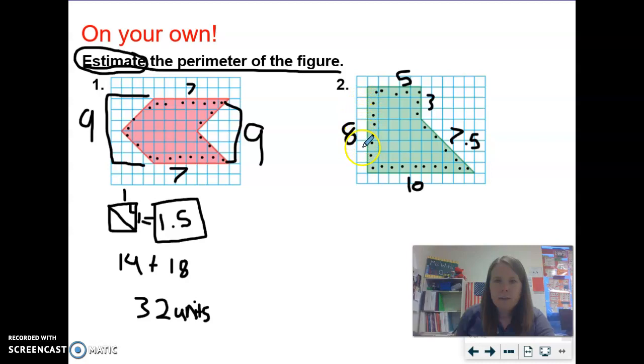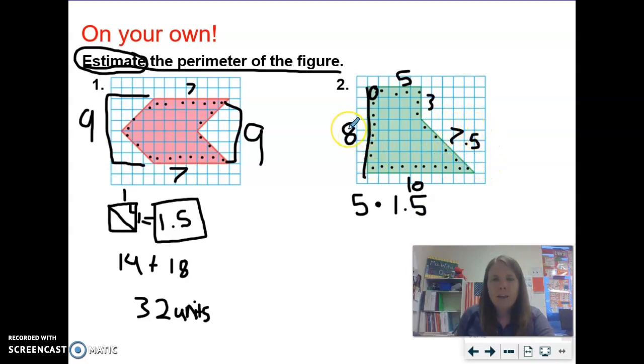Now when I go and count this side, I have to think about every single box that touches it, which is 8. I have to include this corner box, which looks like I've already counted it on this side as well. Same thing down here. Again, with my diagonals, this time I have 5 diagonals. Remember, each diagonal is the same as 1.5. So if I take 5 times 1.5, it gives me an answer of 7.5. So that's where I'm getting this 7.5 from.